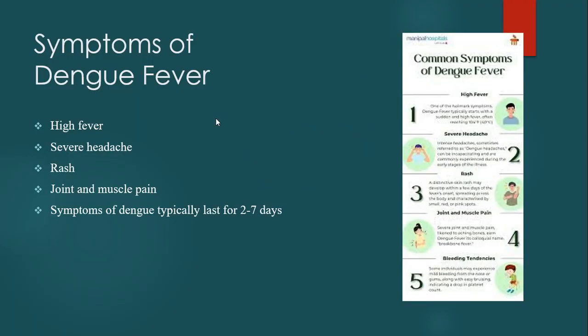Signs and symptoms of dengue fever. There are many different signs and symptoms that are associated with dengue fever. Some of the most common include headache, nausea, vomiting, fever, redness and pain in the eye, sore throat, pain in the bones, joint and muscle pain, dizziness, rapid pulse, rash, and bleeding tendencies.